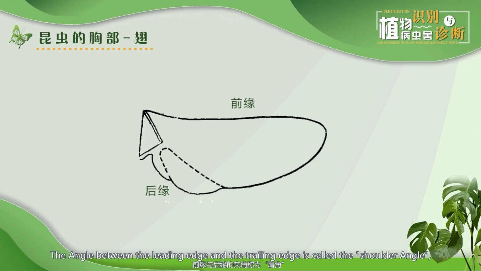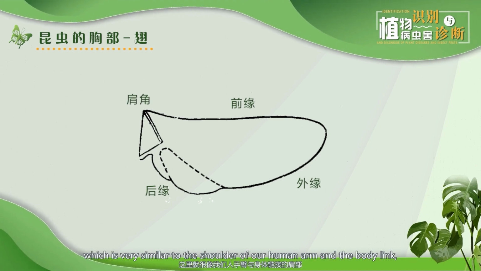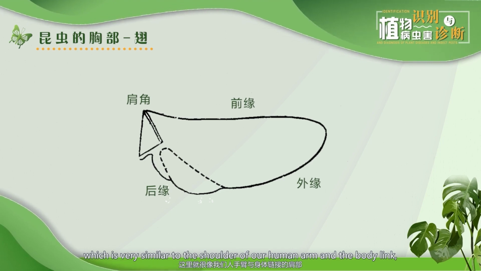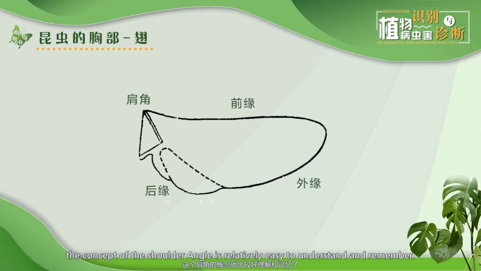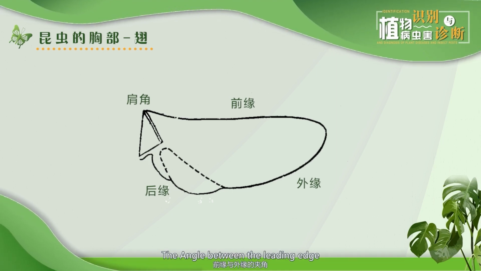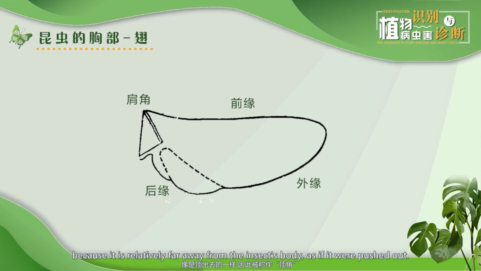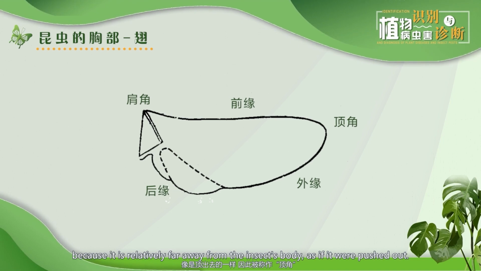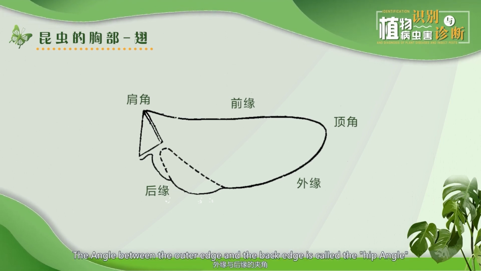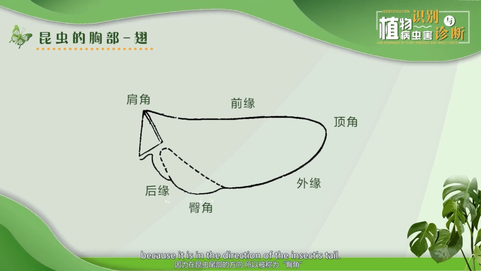The angle between the leading edge and the trailing edge is called the shoulder angle, which is very similar to the shoulder of our human arm and the body link, so connected. The concept of the shoulder angle is relatively easy to understand and remember. The angle between the leading edge and the outer edge is called the parietal angle because it is relatively far away from the insect's body, as if it were pushed out. The angle between the outer edge and the back edge is called the hip angle because it is in the direction of the insect's tail.